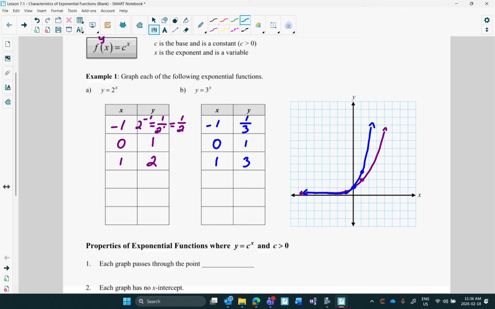If I did 2 to the 4th, it would climb even faster. It would look like this, but then it would go up like this. And as this number gets bigger, it climbs faster and faster and faster, almost to the point that it's climbing vertically. Okay?